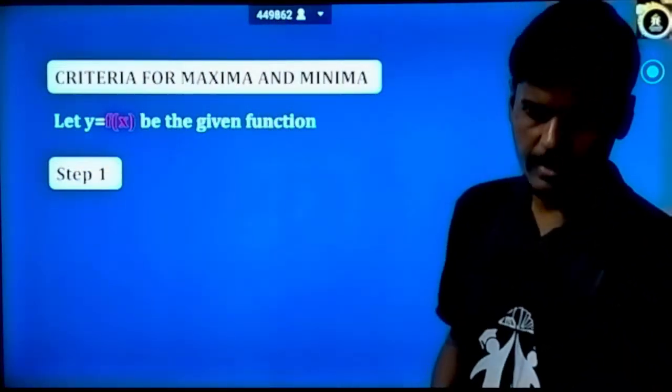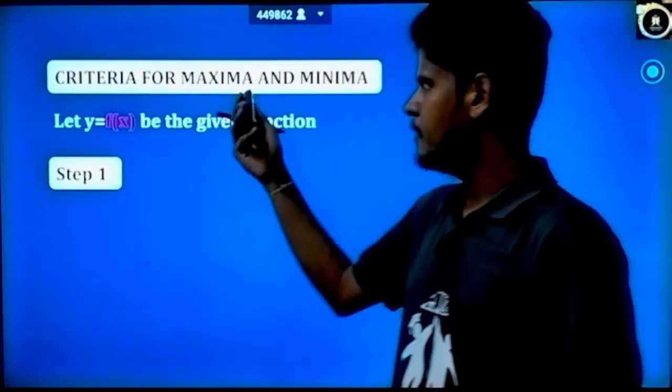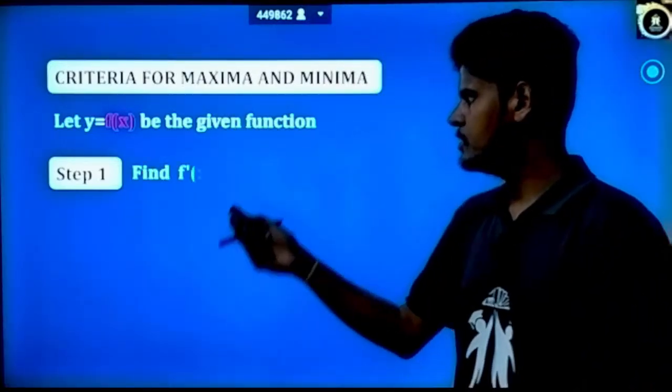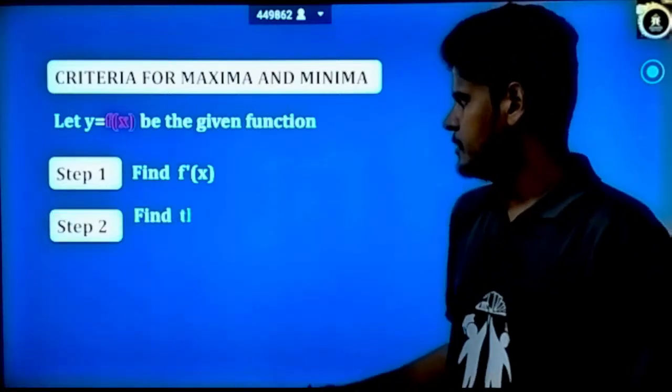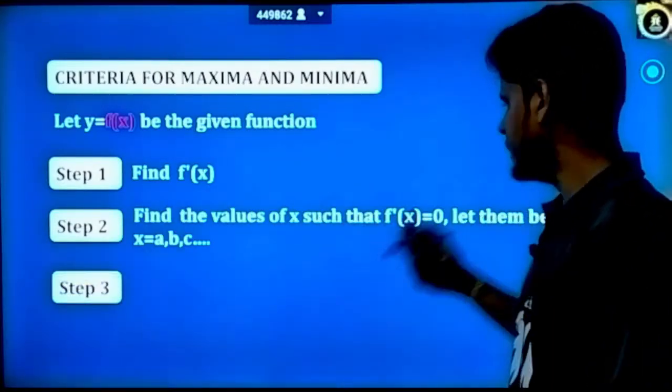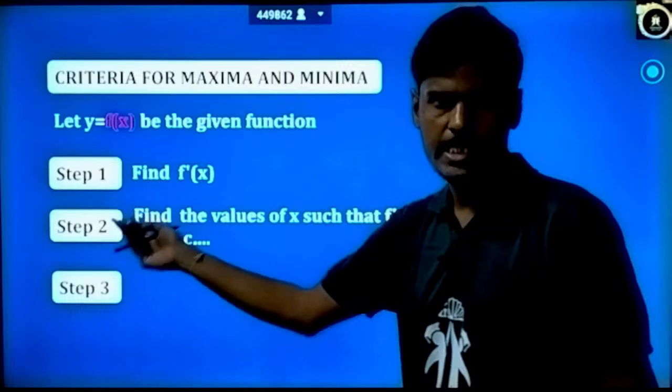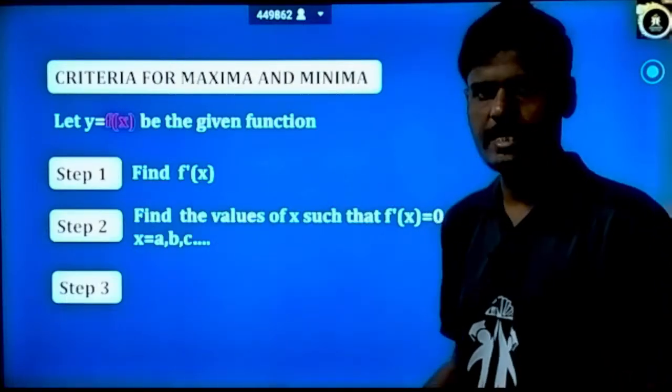Now how to determine maximum or minimum value we have already seen. We'll just go through stepwise again. Find f dash of x and equate it to 0. Then we will find the critical points. Say the critical points are x equal to a, b, c, etc.